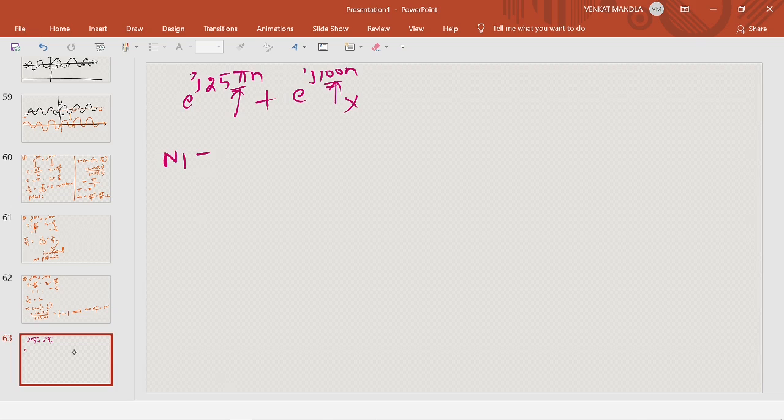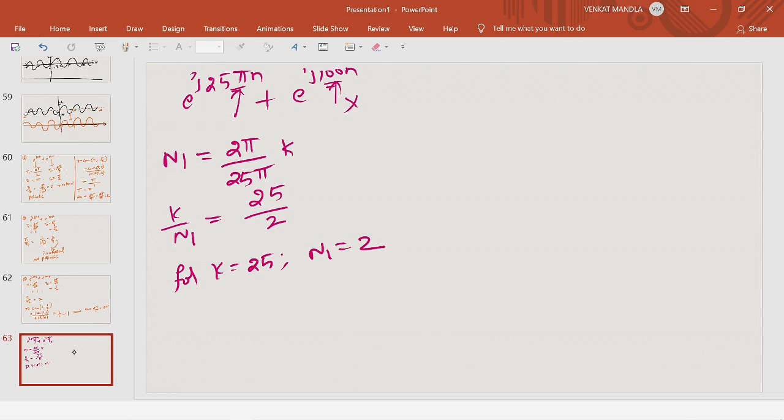So N1 equal to 2 pi by omega naught into k. So k by N1 equal to 25 by 2. For k equal to 25, N1 equal to 2. So the least integer we get is 2. This is the period of the first one. And the second one, e power j 100 n.